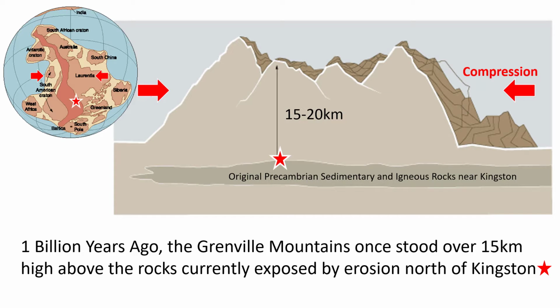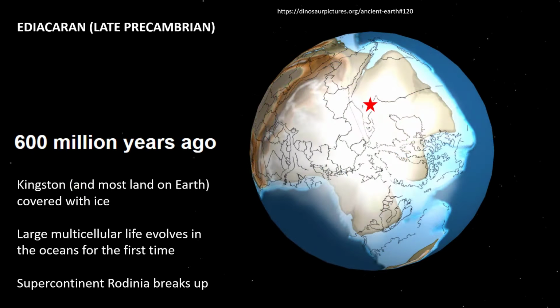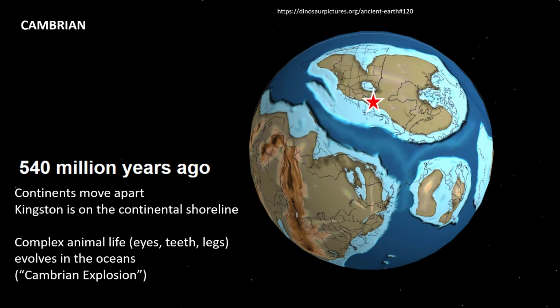These structures I've been talking about have to do with this mountain range, the Grenville Mountains above Kingston. 750 million years ago, this is what that might have looked like. The Grenville orogeny was still very much in play. You can see that dark stripe running across through the star, which represents the city of Kingston. Around 600 million years ago, all of Kingston was under ice, and large multicellular life evolves in the ocean for the first time. Supercontinent Rodinia begins to break up.